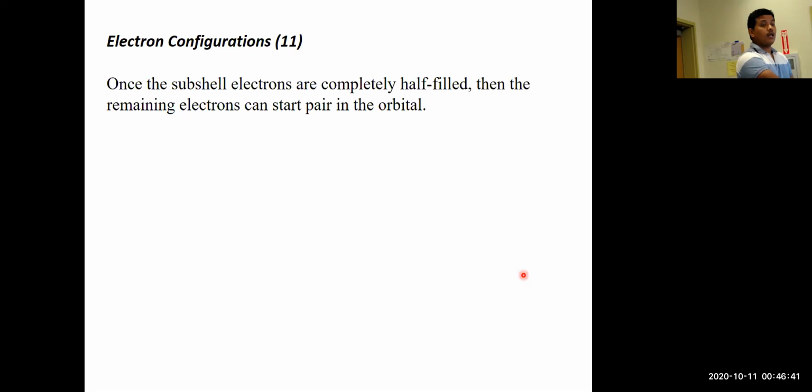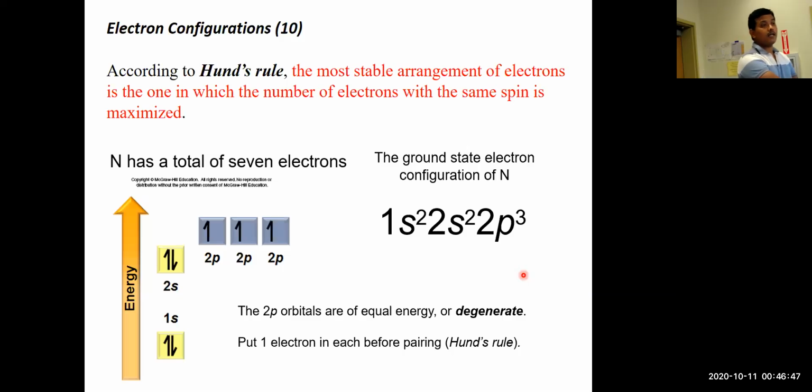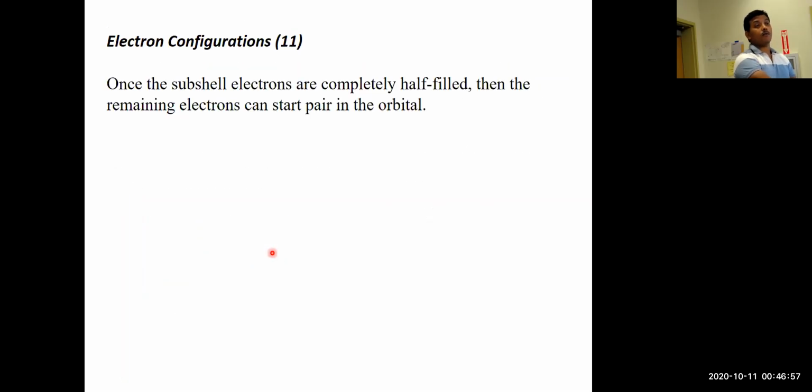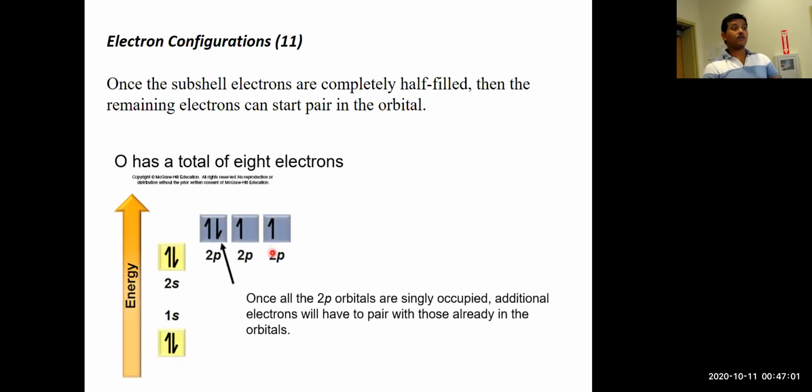Now, let's look into what happens if you start having more electrons. By nitrogen, you already completely half filled your degenerate orbitals of the same level subshell. Now you don't have to apply Hund's rule anymore. So what if you have to work with oxygen?